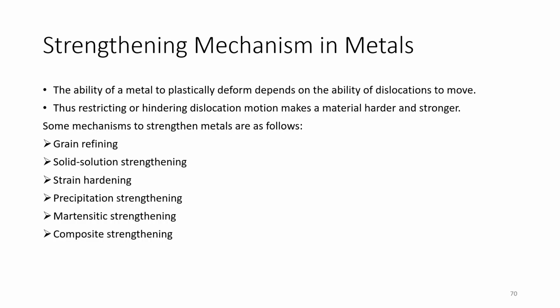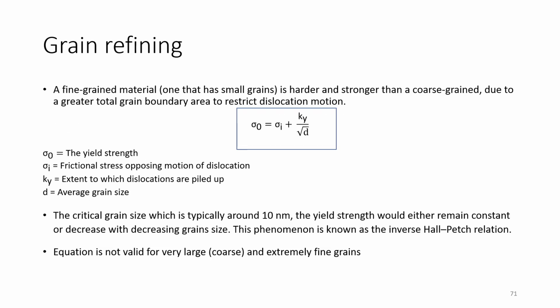In the case of grain refinement, you will be refining the grain size and using the Hall-Petch relation. You can use this relation to understand that with increasing grain size your yield strength will be reducing. So it is an inverse relation between grain size and yield strength. This relation is only valid within some range, and if your grain size is very large or extremely fine, then the relation won't be followed.